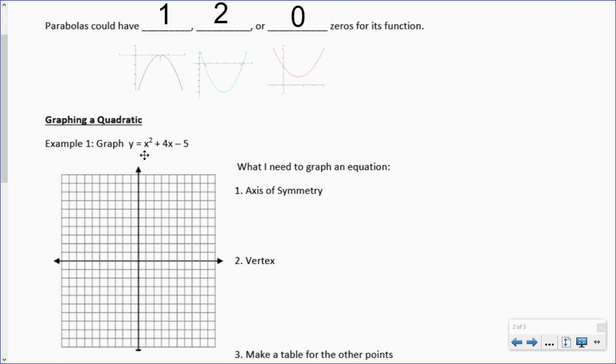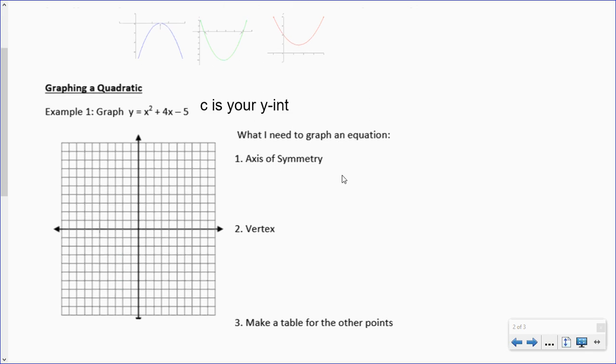So we have to graph y equals x squared plus 4x minus 5. Well, the number on your end, your c, that's your constant. That's also your y-intercept. Okay, so that's what you're going to need to graph that. The other things you're going to need to graph are the axis of symmetry, where is the middle part of the parabola, and the vertex.